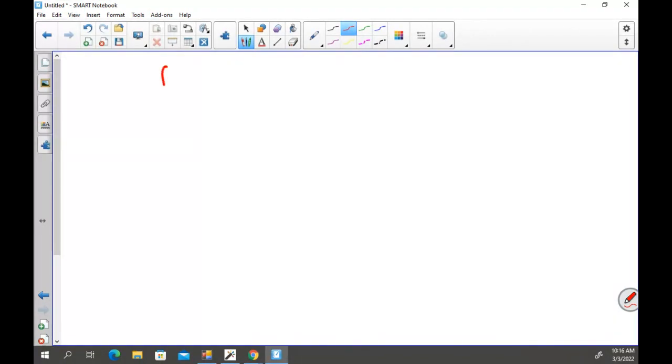So here is our function. You want to find the critical points. How do you find critical points?